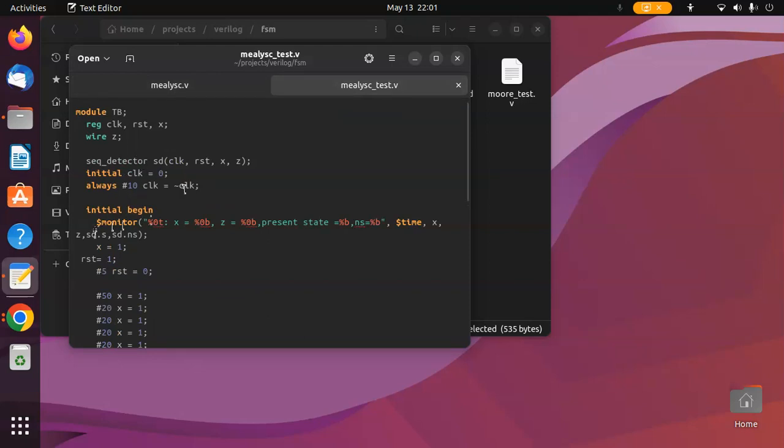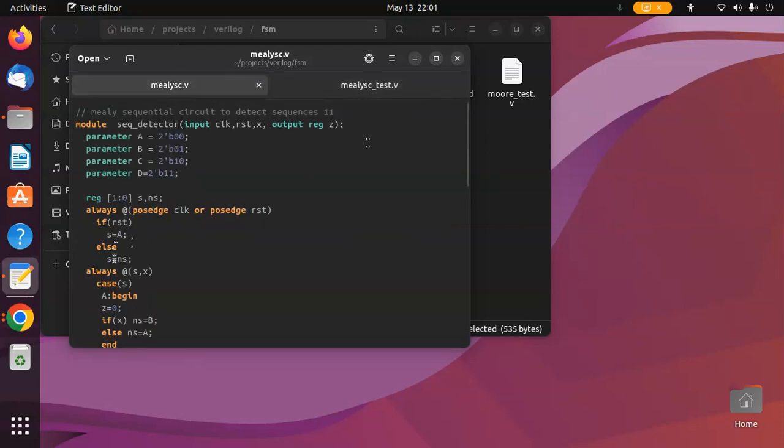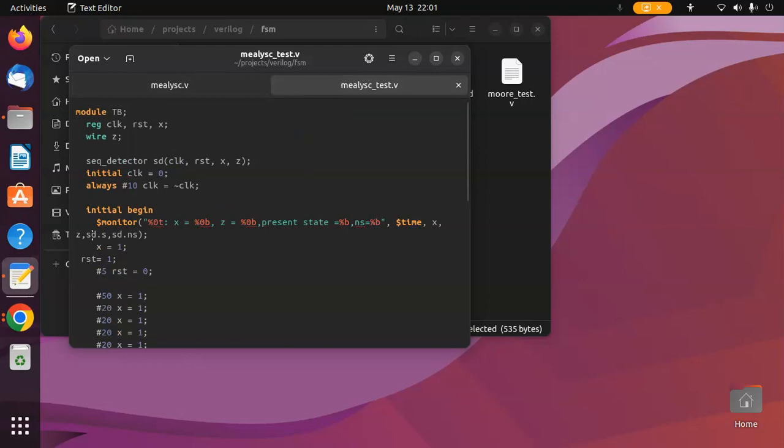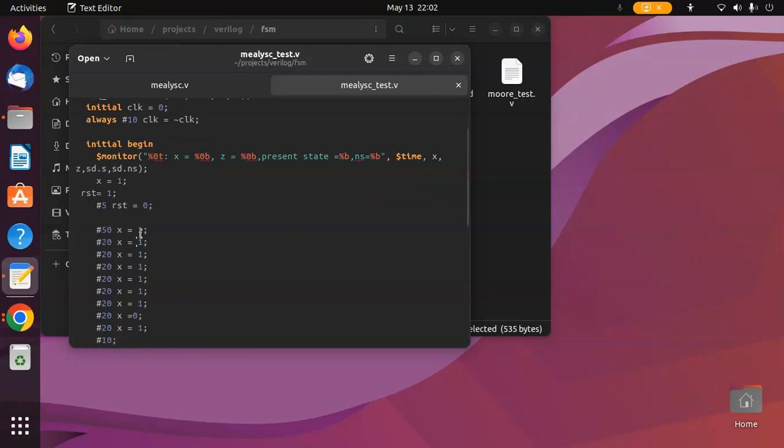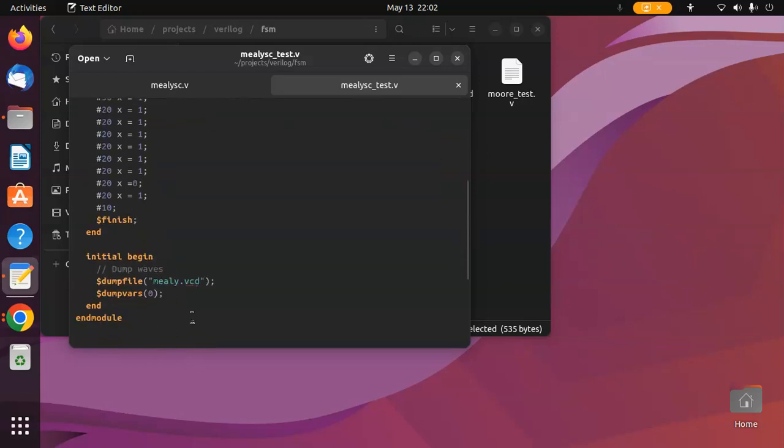Always 10, clock becomes negative edge. Monitor input, output, present state and next state. You call present state and next state as st.s and st.end, as it is not declared here, it is declared inside this. You need to use this way of calling. Initially input is 1, reset is 1, you know that reset equal to 1, the present state becomes a. After 5 seconds I disable reset, x continues to be 1, and after 20 x becomes 0, then x becomes 1, finish, and you dump it in a vcd file.